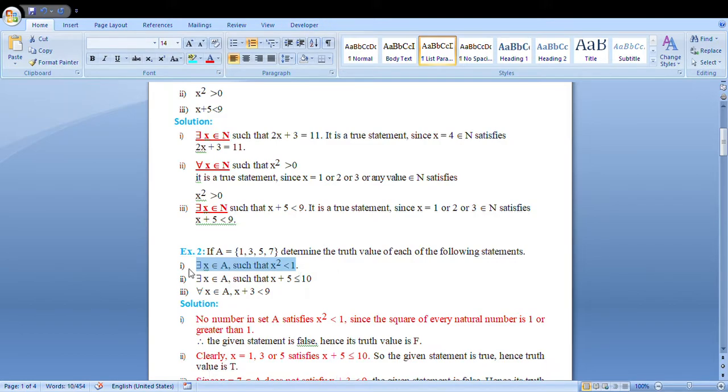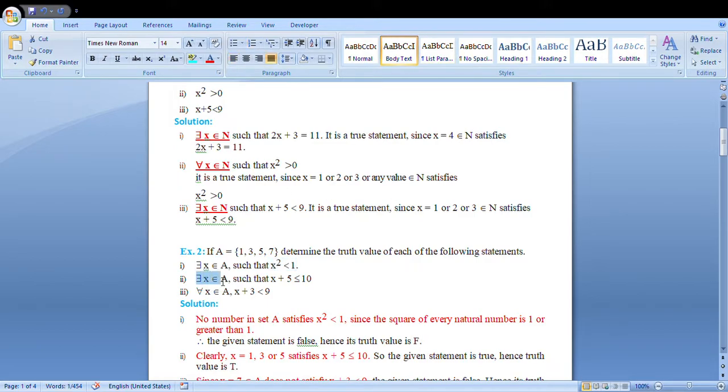So let us consider the first value, 1. Square of 1 is 1, which is not less than 1. Square of 3 is 9, which is not less than 1. So as 5, 25, which is not less than 1. 7, 49, which is not less than 1. So not a single number satisfies this statement, and therefore the truth value of this statement is F.